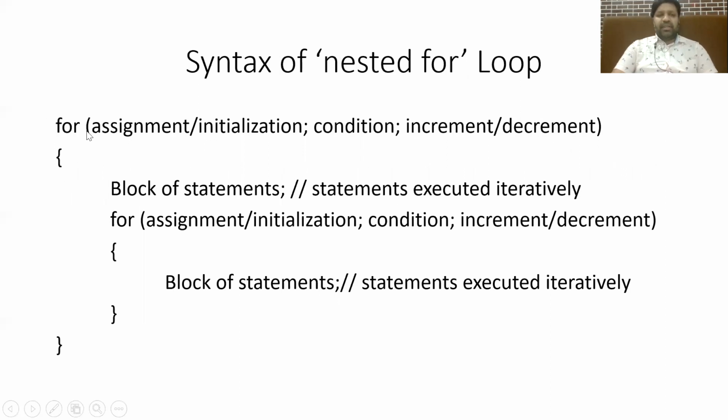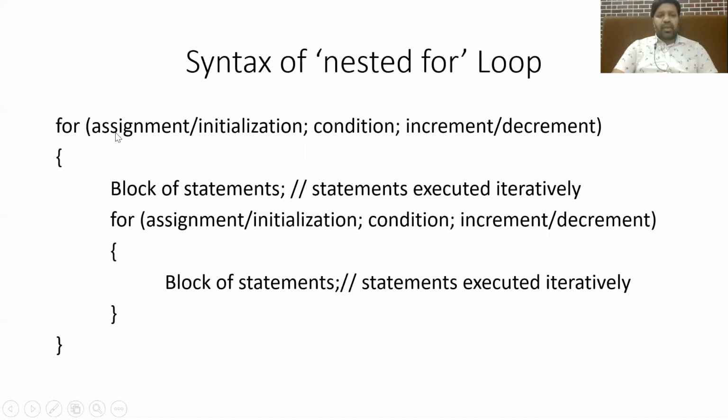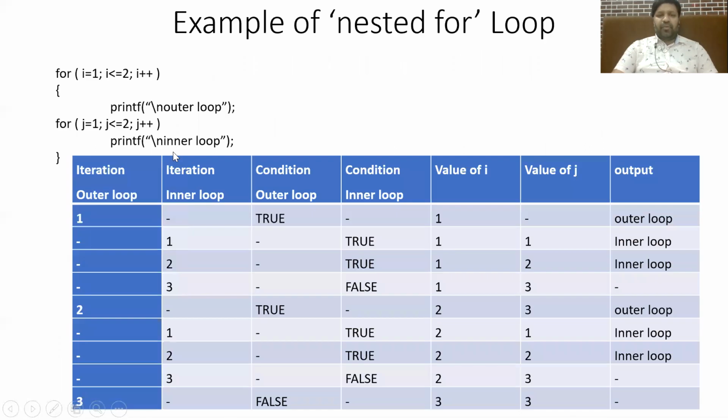As you can see, there is a for loop, and within the body of the outer for loop, you have an inner for loop. Rest of the syntax is the same as for a for loop. The only thing to remember is that in the case of a nested for loop, you have a for loop as part of the block of statements of another for loop.